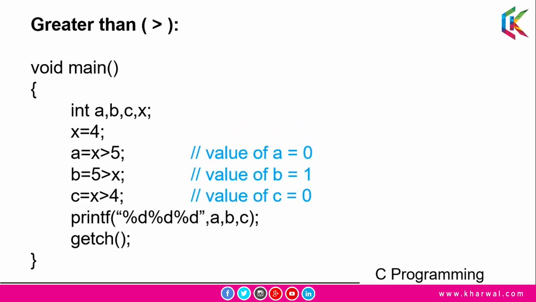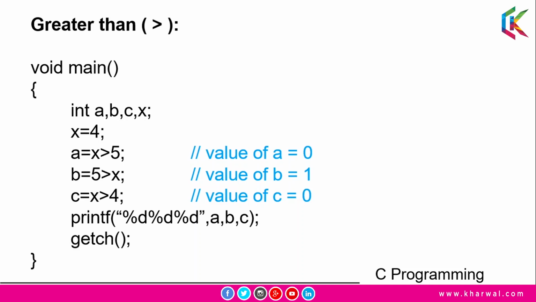Now guys, we can also use variables in these expressions, so let's take an example of it. We have declared 4 integer variables a, b, c and x, and we have initialized x by 4. In the first expression, x greater than 5 will be false because the value of x is 4, so the value of a will be 0. In the next expression, 5 greater than x will be true and it will return 1. That will be stored to b. And in the next expression, x greater than 4 will be false because 4 is not greater than 4. So the values of a, b and c will be 0, 1 and 0.